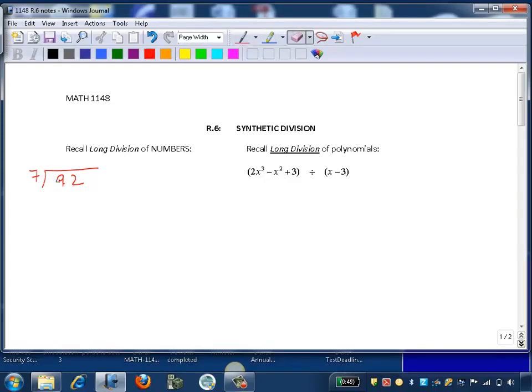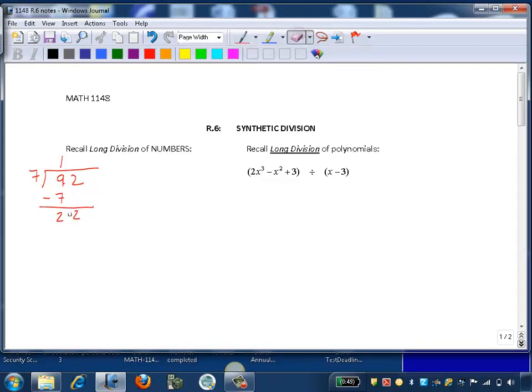And then remember, we want to look at the leftmost digit of 92, the 9, so we want to see how many times 7 goes into 9. So 7 goes into 9 once, so we put a 1 above, and then we multiply down. 1 times 7 is 7, write it underneath. Then we subtract, so 9 minus 7 is 2, then bring down the next 2.